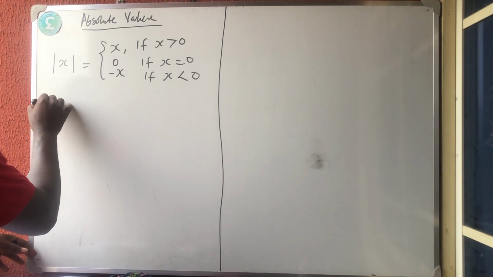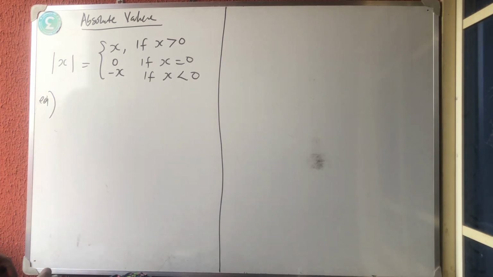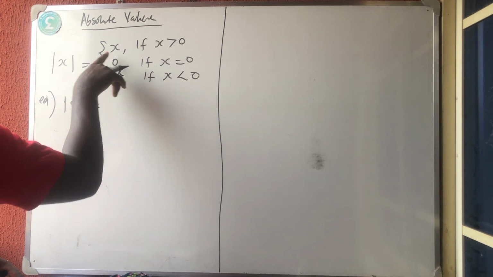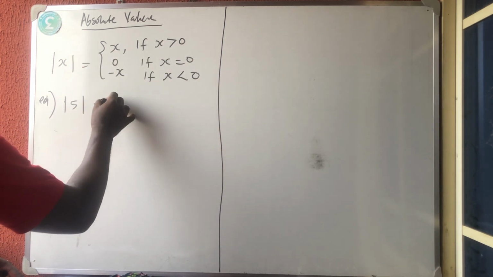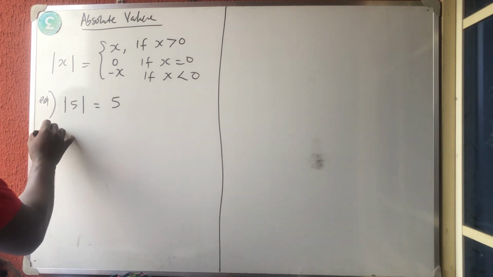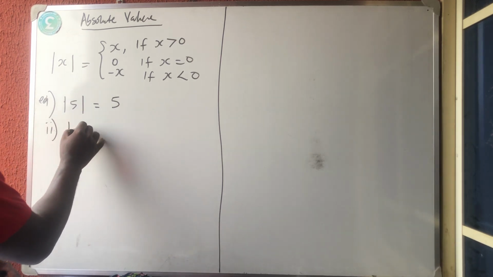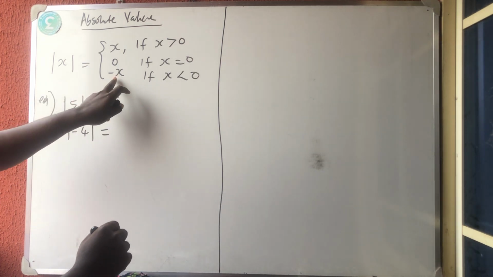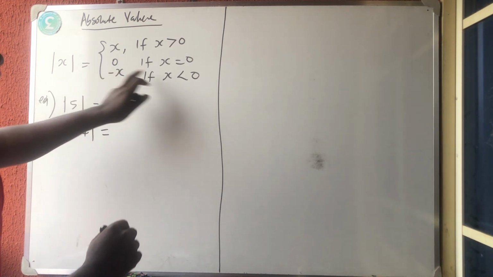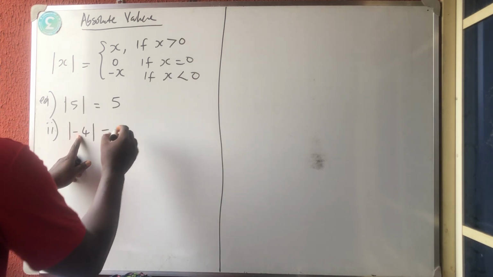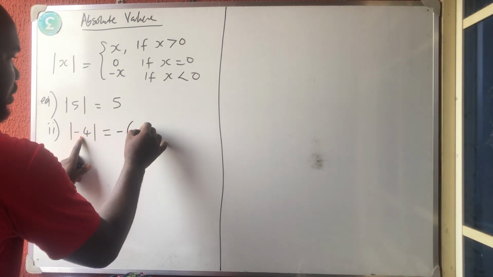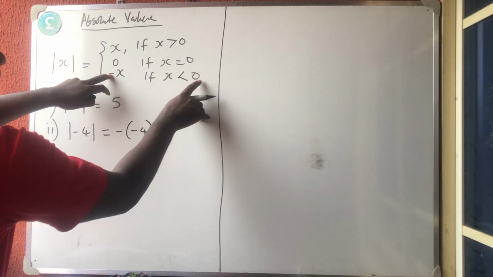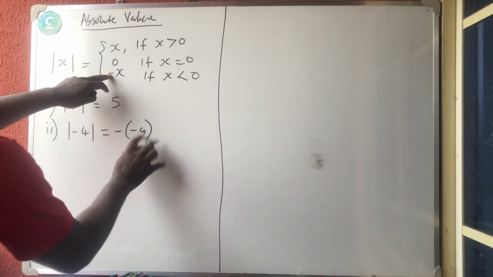Example. Number one, absolute value of 5. It's positive, so the absolute value of 5 is just 5. Now the absolute value of minus 4. If the number is negative, then the absolute value is the negative of that number, minus of minus 4, because the absolute value will be negative of the number when that number is less than 0.